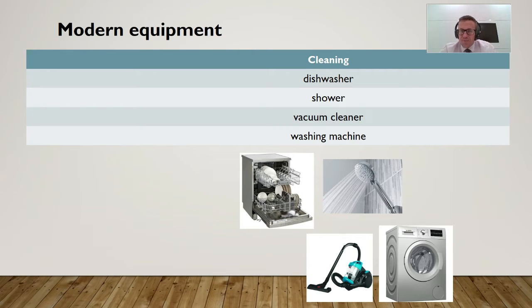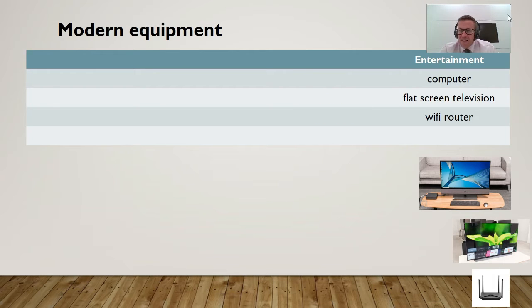And then finally in the house we also have entertainment, things that we use for our free time, our enjoyable things. We have computer, flat screen television. You could just say television, but flat screen means that the screen, like we have here behind me, is flat. It's not got a curve, or it's not big at the back. And then we have Wi-Fi router, which we have here, which is used for your internet.